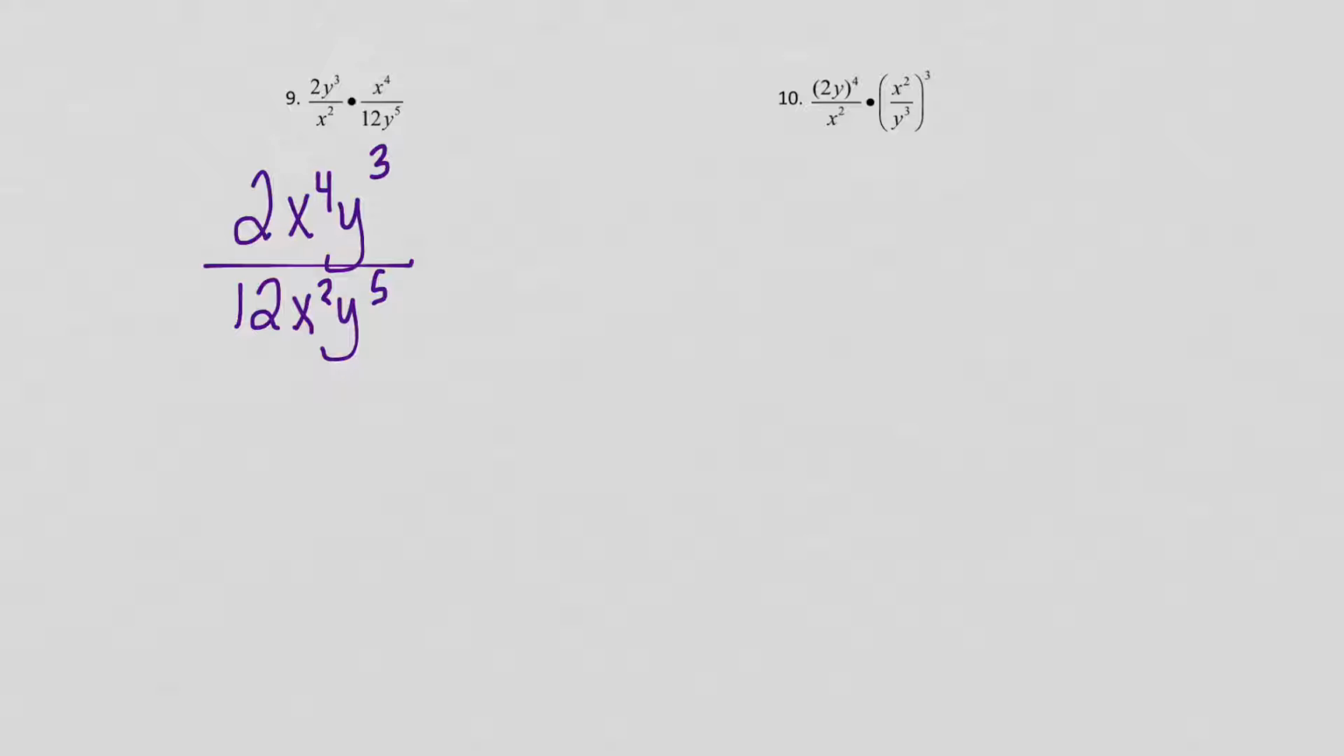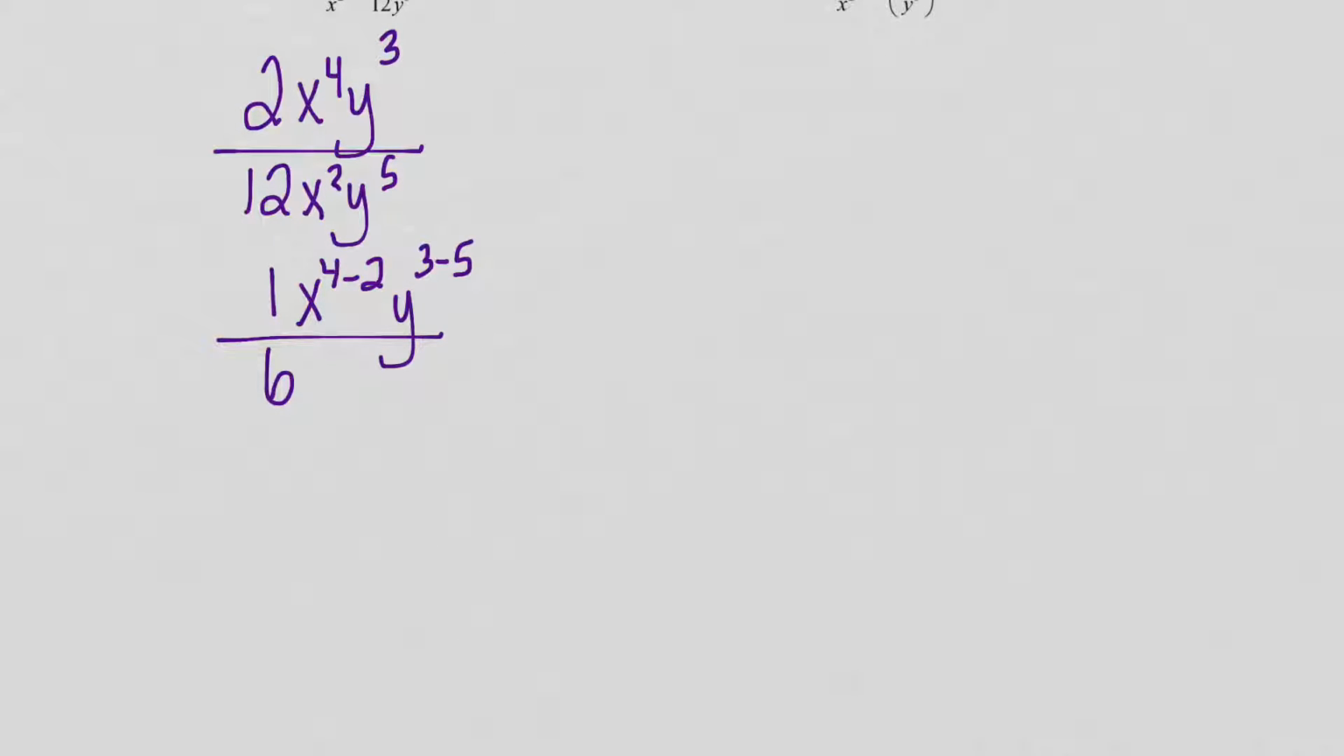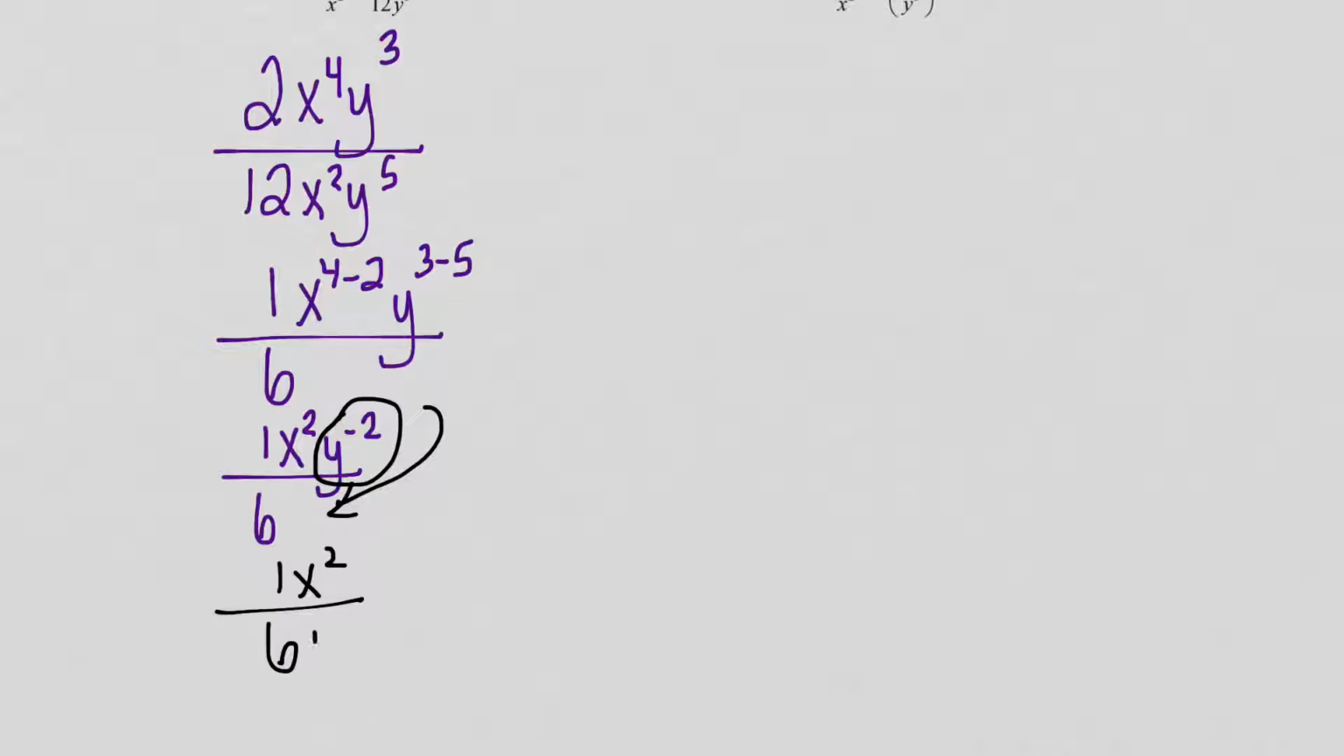Now it just looks like the quotient rule, and we can simplify from there. So I can reduce 2 over 12 to 1 over 6, and then I'm going to subtract my exponents. So this becomes x to the 4 minus 2, y to the 3 minus 5. So I get 1 over 6, x squared y to the negative 2nd when I subtract. And then where does this y to the negative 2nd go? Right down to the bottom. So my final answer would be 1/6 x squared over y squared.